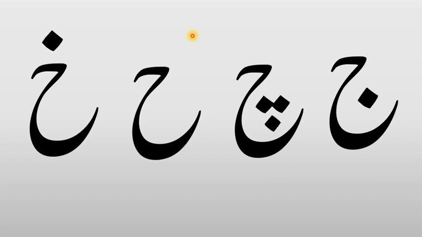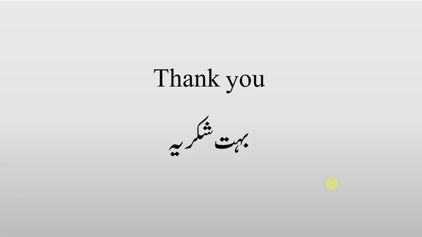So my dear students, my viewers, you can see the basic structure of Jim, Che, He and Khe is the same. All these letters have the same basic structure, and the number and placement of dots make the differences among these four letters. That's it for today's lesson. I hope you enjoyed learning about the letters Jim, Che, He and Khe. Remember, practice makes perfect, so please keep writing and practicing these letters until you feel confident.